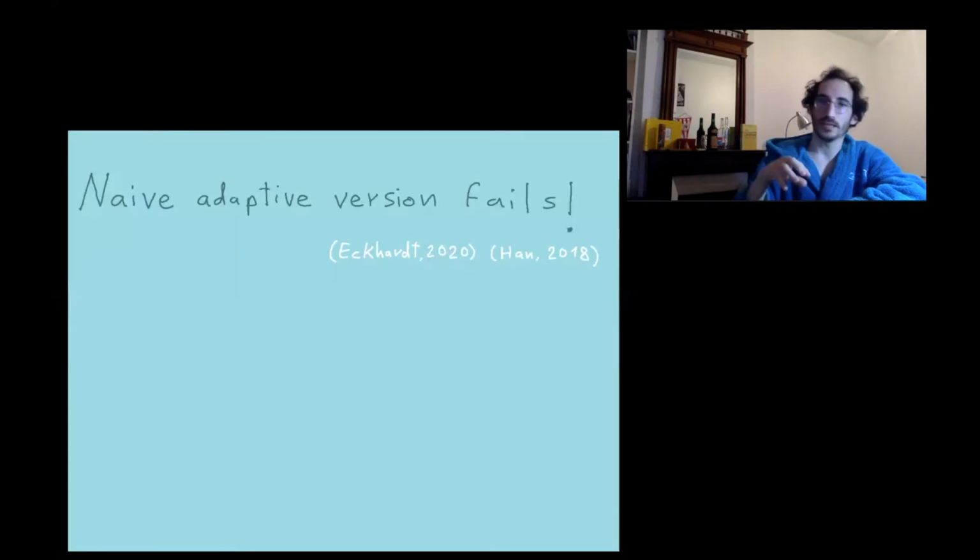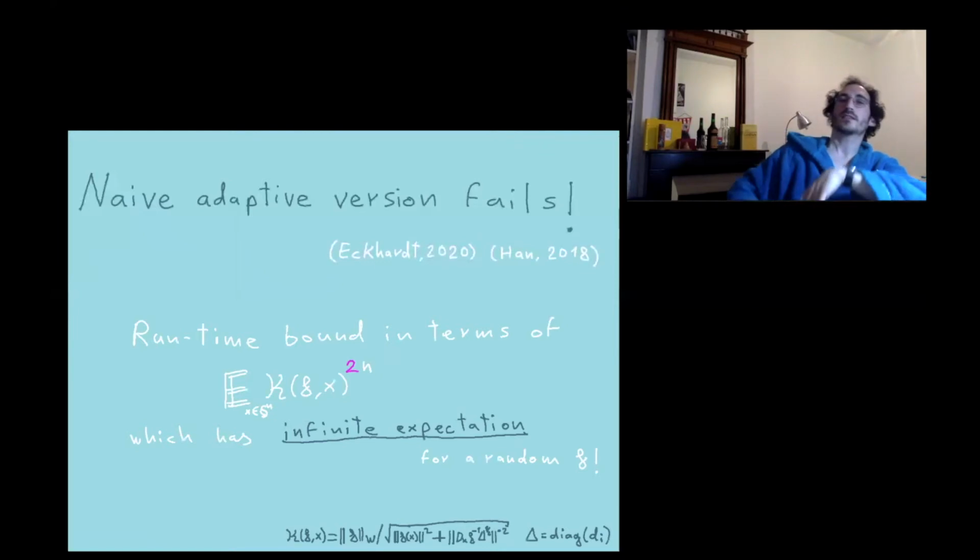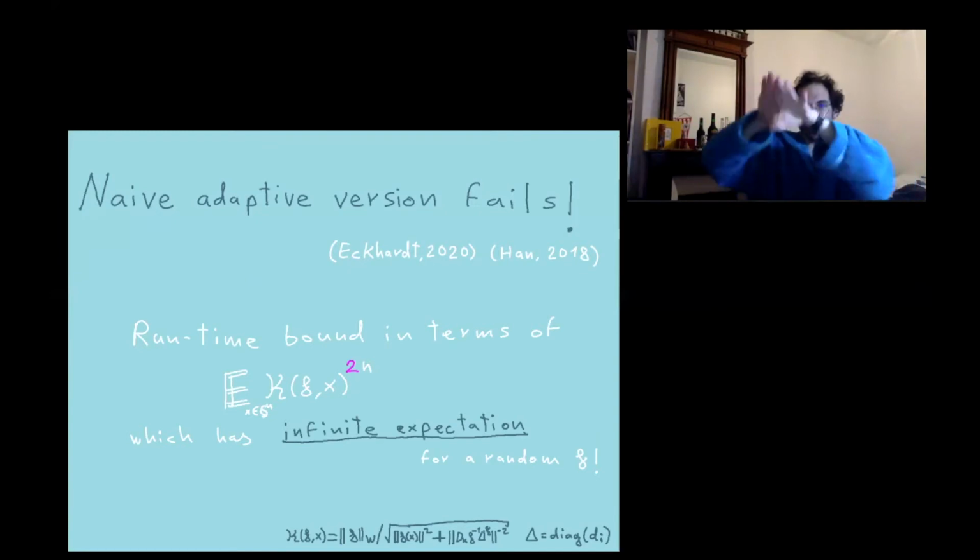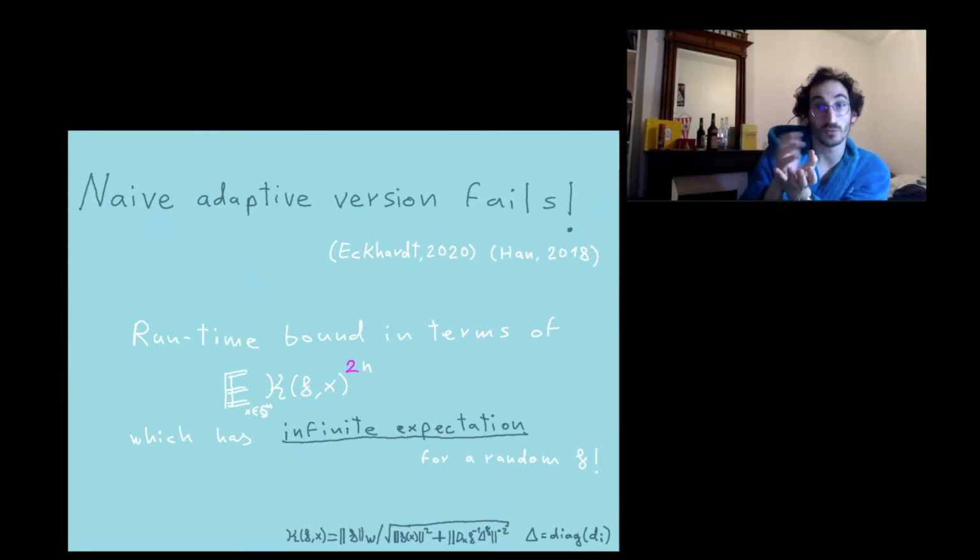Unfortunately, the naive adaptive version fails. This was shown by Ergür and Han. There one can see that if one is not careful when constructing an adaptive version of this algorithm, one fails. The reason is that the bound will not be the integral over the sphere of the local condition number to the n, but to the 2n. And this 2 in the exponent is sufficient to get an infinite expected runtime.